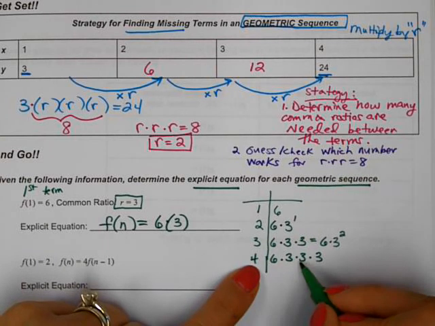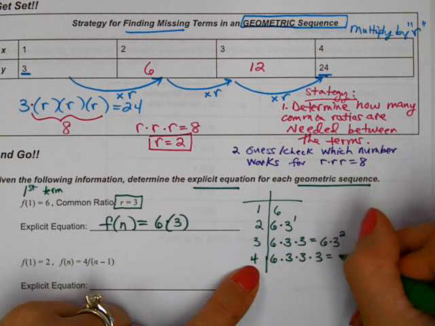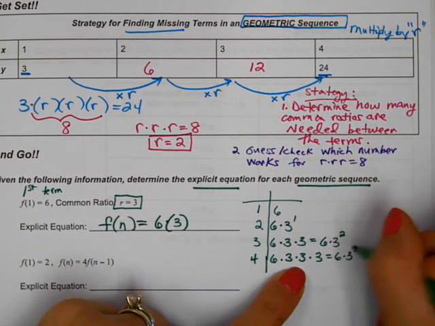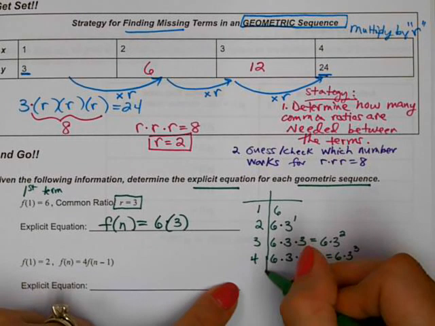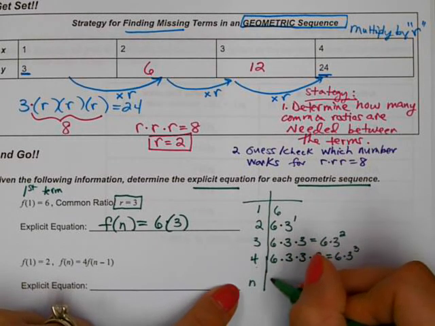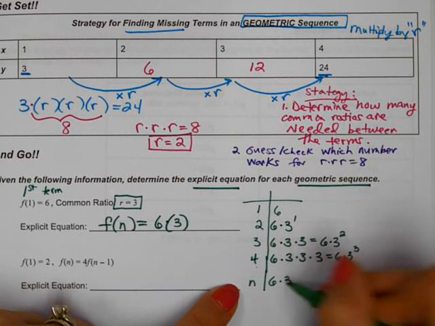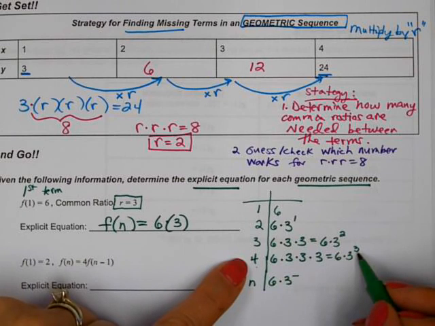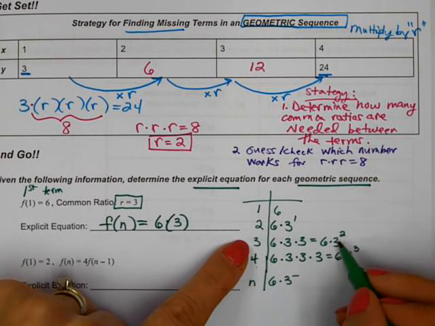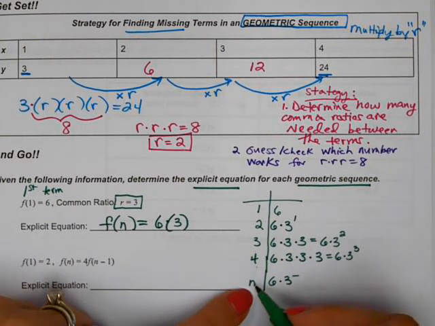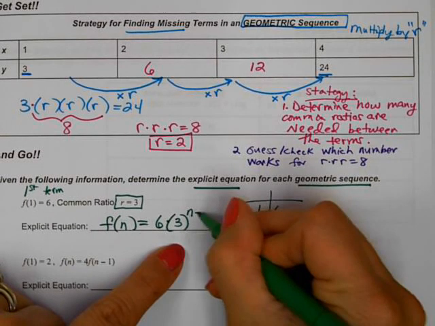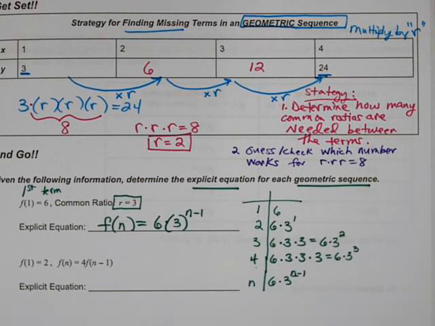When you multiply, you could write it with an exponent. The fourth term had 6 times 3 to the third power. So the question is way down here at n, it would need 6 times 3 to what power? 4 doesn't have 4, it has 1 less. It only has 3. The third term only has 2 as its power. So the nth term would have n minus 1 as its power. 1 less.